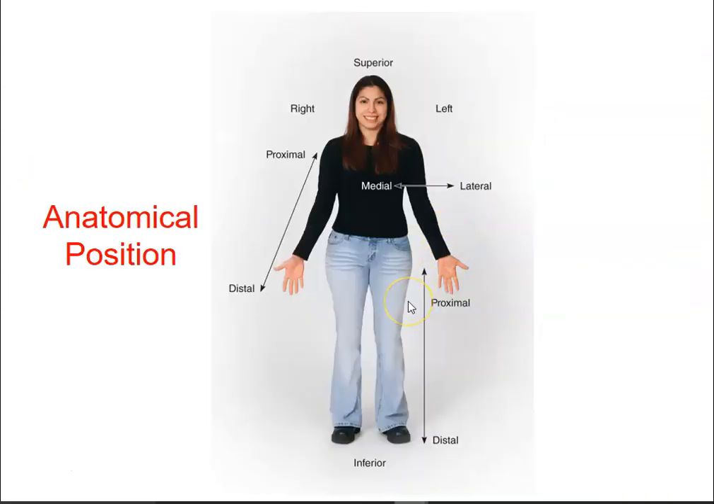When we examine a person, we need to use the directional terms. Anatomical position is when this person stands with their palms open. So when we talk about left or right, we're talking about this person's left or right. The top we'll call superior, the bottom we'll call inferior. Then distal is toward the end, proximal is toward the joints. So proximal is the connecting point to the body. The medial is in the middle, lateral is on the side.